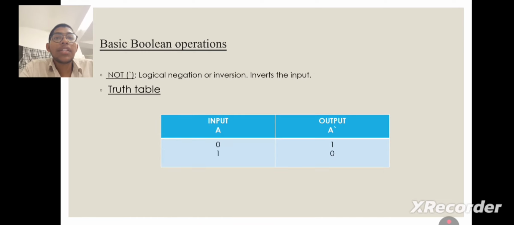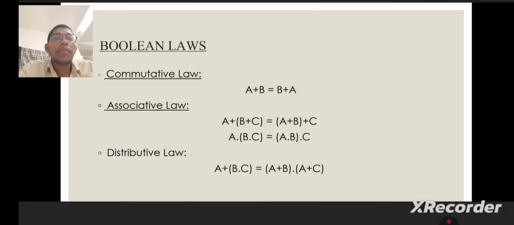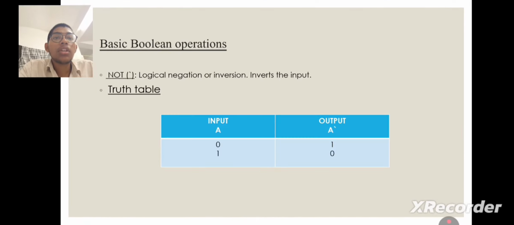Basic Boolean operations. NOT gate. Logical negation or inversion. It inverts the input. Truth table: input A 0, output A bar 1. Input A 1, output A bar 0.